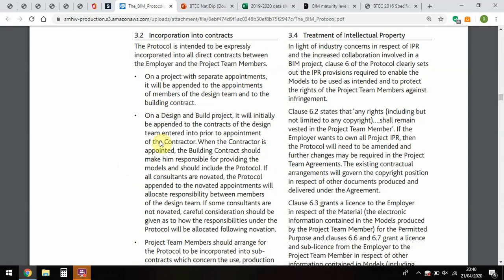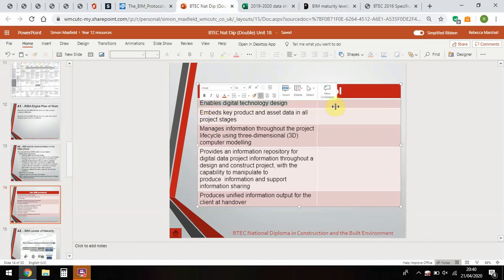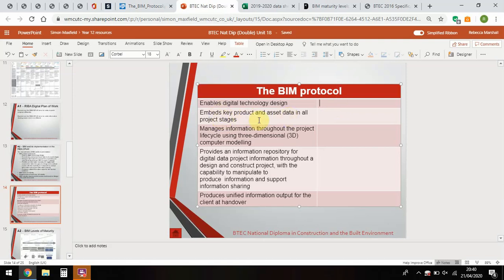An important bit in here, and if we look back at this, it says about how the BIM protocol enables digital technology design. Well, it enables it by making sure that everyone is on the same page, everyone knows what they're doing, everyone is aware of who's got control of certain things at certain points, what software they're using, where those files are going to be. So it enables that digital technology design because everyone knows what is going on with that model. Where it talks about embeds key product and asset data, I'll come back to that in a minute.